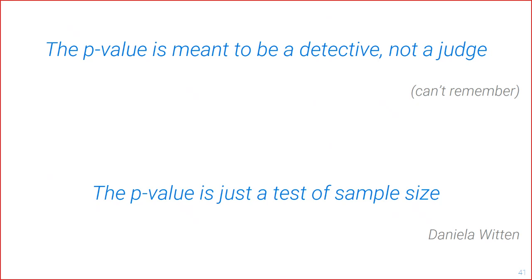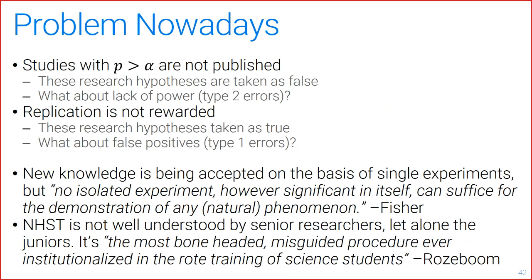So the p-value really is testing whether the sample size you got is enough or not to detect the effect. But that's it. And so the problem nowadays with this whole statistical testing framework is that if you carry out your study and for whatever hypothesis you find that the p-value is larger than alpha, this study is not going to get published. It's going to get lost. No one's going to care about it because it's a negative result. So the problem is that these research hypotheses are taken as false. Whatever you had is taken as false.